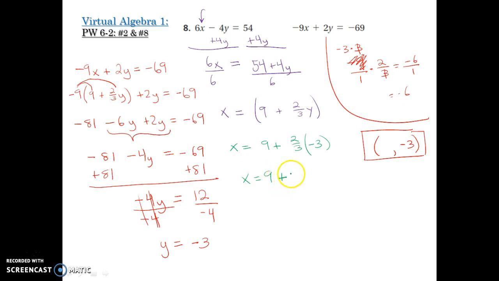So that's 9 plus, now negative 3 is negative 3 over 1, so 2 times negative 3 over 3 times 1, or we can look and see that this 3 divided by this 3 is going to be 1, so those will cancel. So I get 2 over 1 times negative 1 over 1, that's 2 times negative 1, which is negative 2. And 9 plus negative 2 is 9 minus 2, which is 7. So the solution to this system of equations is 7, negative 3. So this is the point on the graph where the graphs of these two lines would intersect.